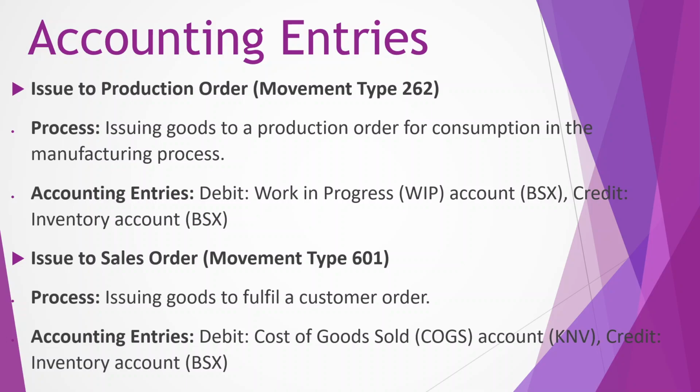Okay, now the process is issuing goods to fulfill a customer order. That means you are basically doing the PGI entry. The accounting entry will be cost of goods sold account debit, transaction key GBB, and credit will be your inventory account BSX. Remember, in this case it is a finished goods inventory, it is not your raw material inventory.